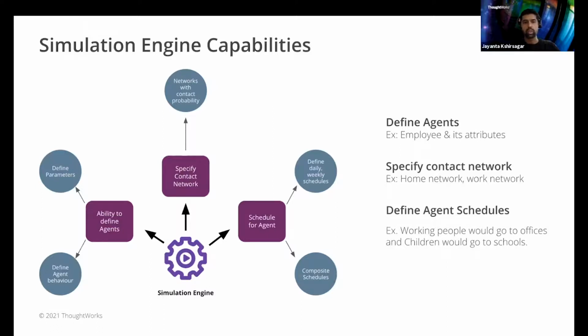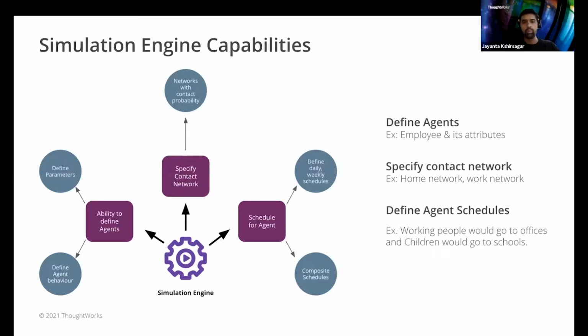The BharatSim framework gives certain capabilities: how to define agents, what the agent parameters should be, and what the social network or contact network is around all of these individual agents. So basically, how are two people connected? Is it a first connection or second connection? What is the time that these two individuals will come in close contact?